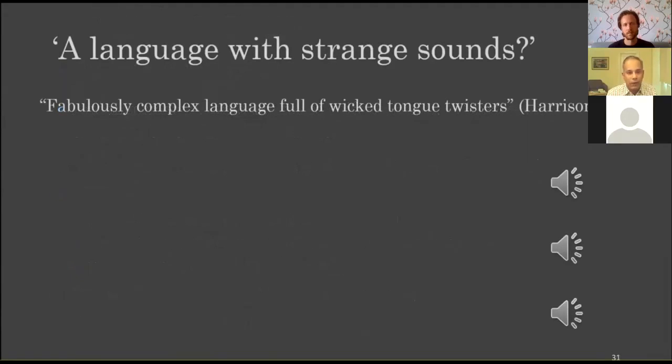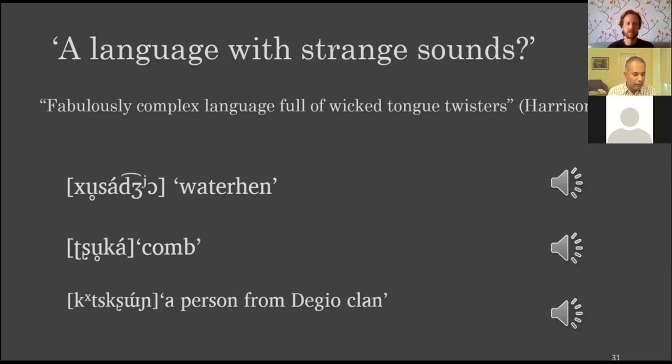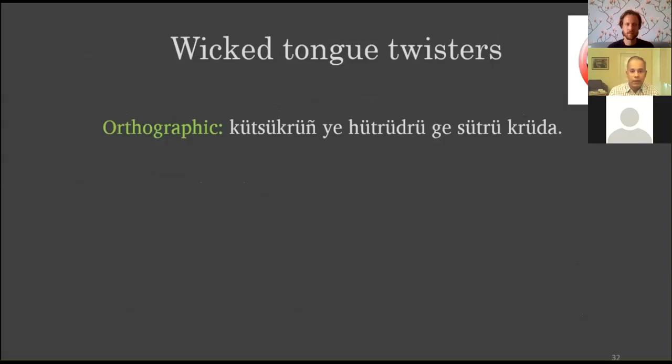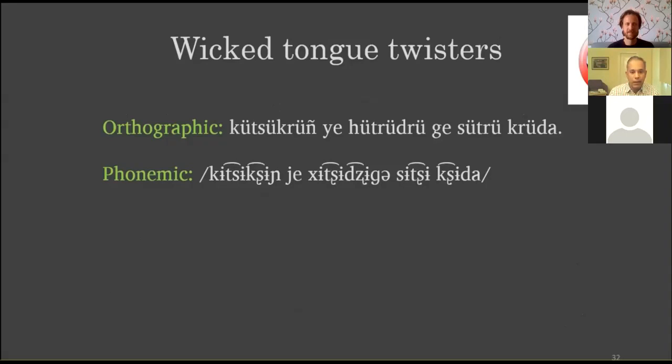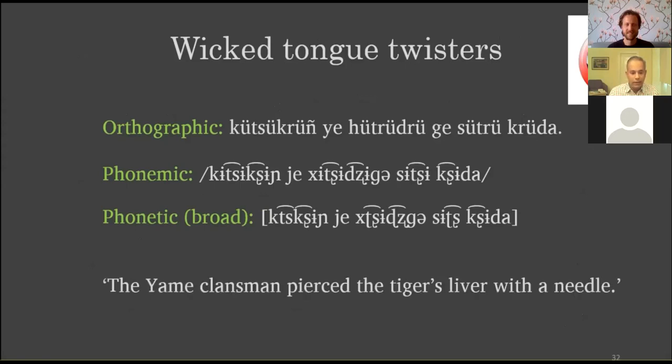I would like to demonstrate some of those sounds. Harrison says it's a fabulously complex language with wicked tongue twisters. Chukar. Chukar. Ktskrin. Kskrin. If you hear these words, kskrin or tka, you can hear the vowels are almost whispered. So this language has lots of consonant clusters, and also in between there are whispered, devoiced vowels. That's why it sounds as it does. This is a tongue twister for you. This is the phonemic transcription of it, and this is the phonetic transcription. This is a made-up sentence, and it means this.